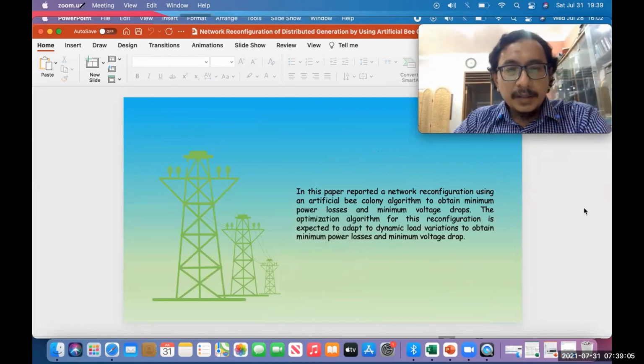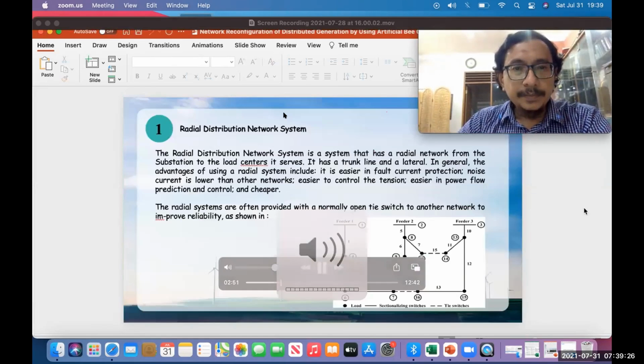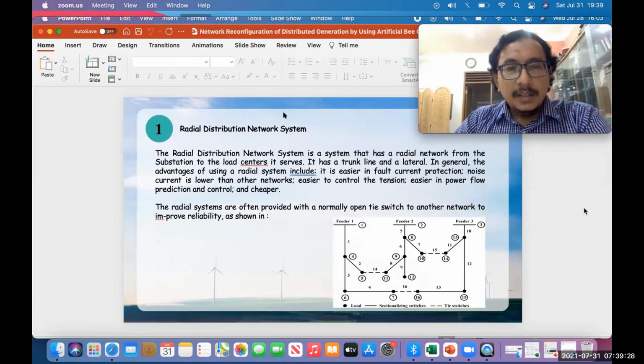In this paper, we report a network reconfiguration using an artificial bee colony algorithm to obtain minimum power losses and minimum voltage drops. The optimization algorithm for this reconfiguration is expected to adapt to dynamic load variation to obtain minimum power losses and minimum voltage drops.